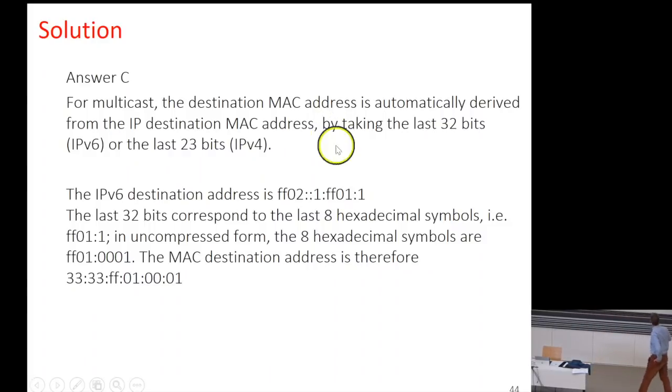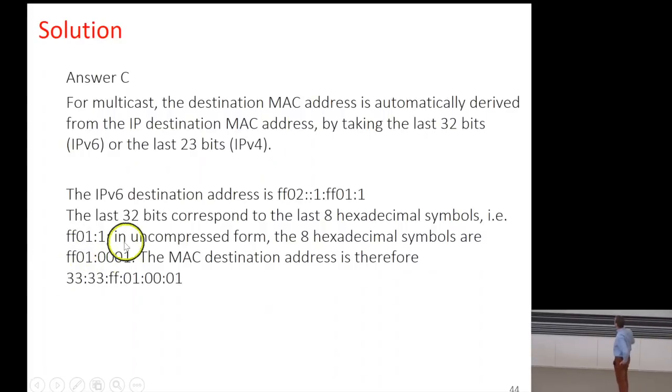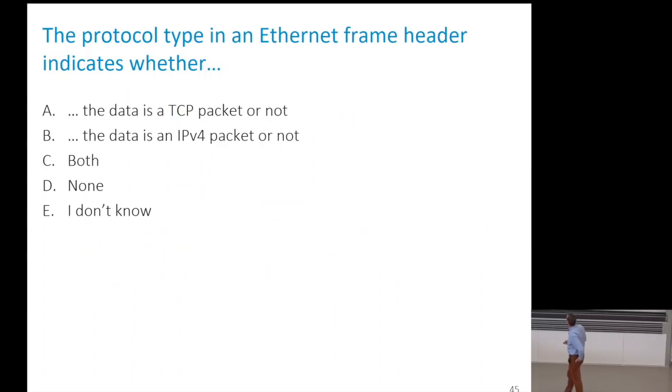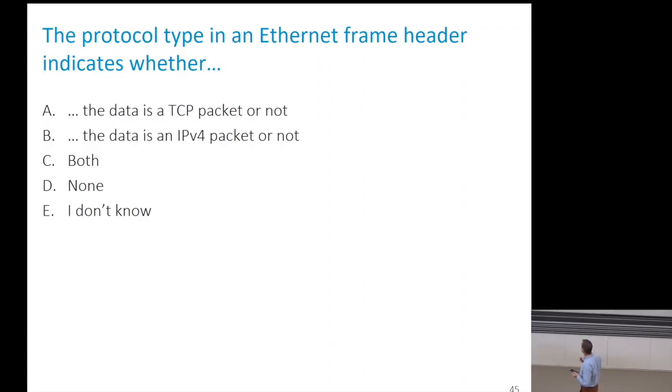So the address is this one. Now you uncompress it, and you will see those are the last 32 bits. Here is 16 bits, here is 16 bits, so the last 32 bits is this one. So this is how you will expand it by getting the last 32 bits here. That's an easy one. The answer is A. Is B.